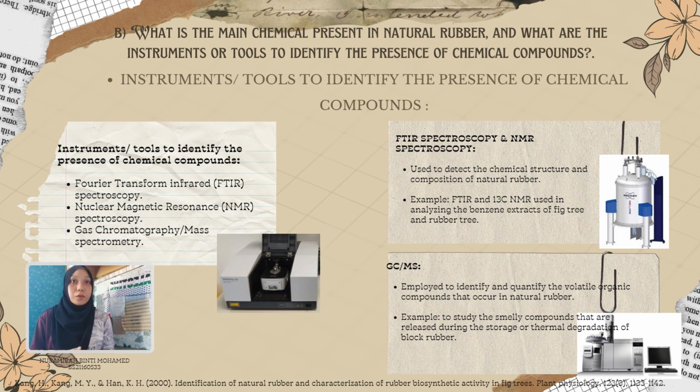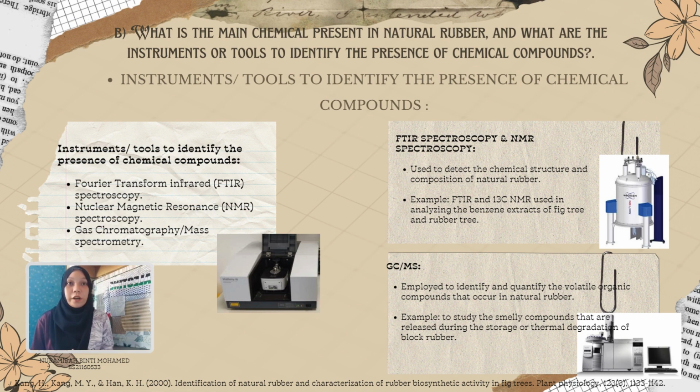For instruments and tools used to identify the presence of chemical compounds, generally used are Fourier transform infrared spectroscopy, also known as FTIR, nuclear magnetic resonance spectroscopy (NMR), and also gas chromatography or mass spectrometry. So, FTIR and NMR spectroscopy are used to detect the chemical structure and composition of natural rubber.